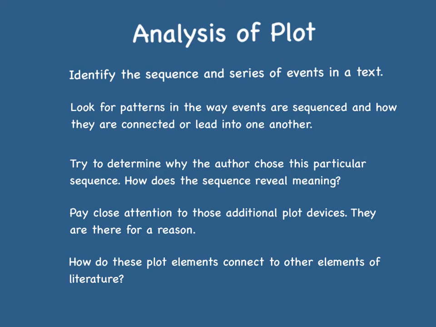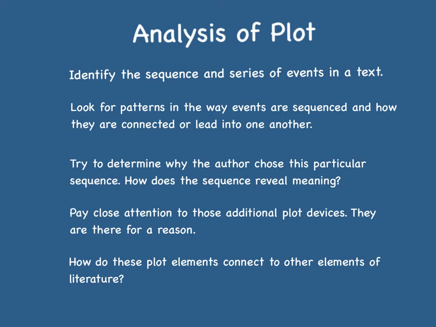So lastly, how do we make these very concrete and often simple elements of plot a little more abstract and analyze them? First thing you want to do is identify the sequence and series of events. Some authors use a very clear chronological or sequence structure. Some use more of a cause and effect structure. Pay attention to where the author might have used a cliffhanger ending, maybe not at the end of the story, but at end of chapters. Where were flashbacks or foreshadowing used? Did the author change the point of view at any point?